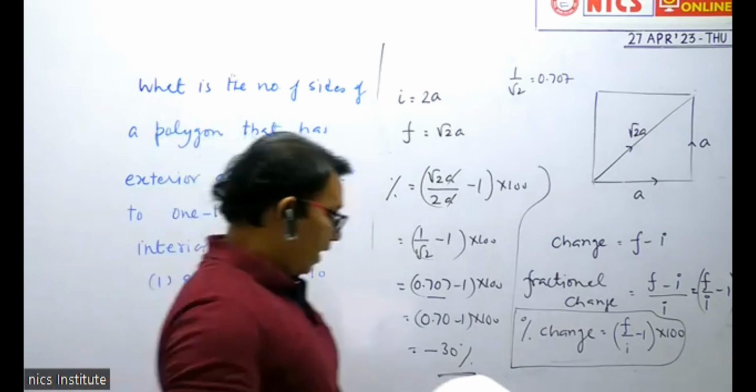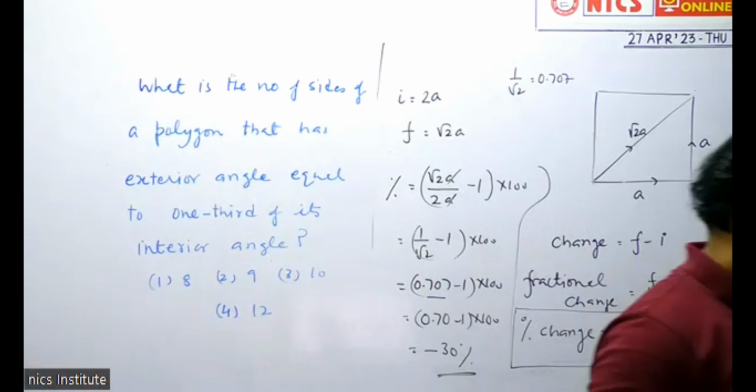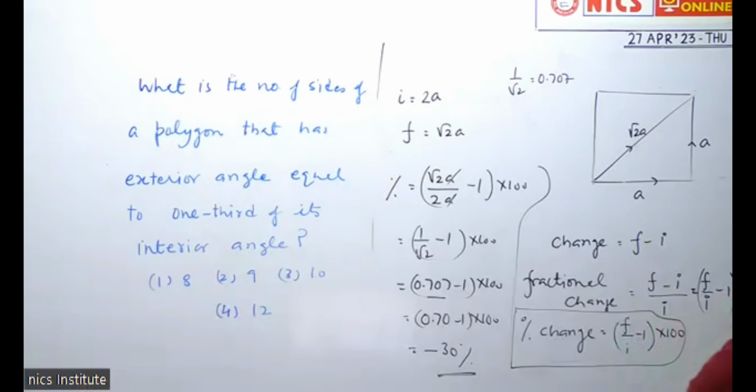Find the number of sides of a polygon that has an exterior angle equal to 1/3 of its interior angle.